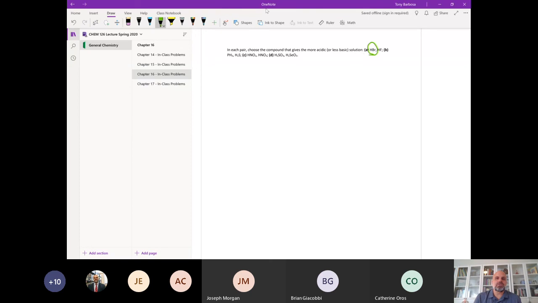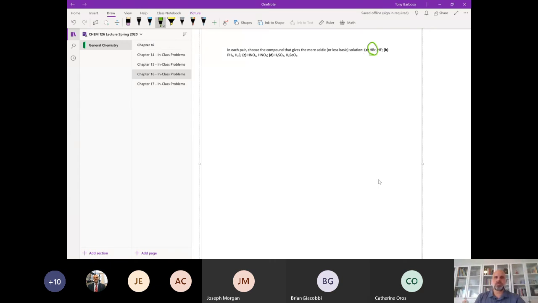Now recognize this is different than the oxyacids, right? With the oxyacids, as you move down the periodic table, you're actually weakening, whereas with the binary acids we're talking about here, they increase as you're able to stabilize the negative charge.